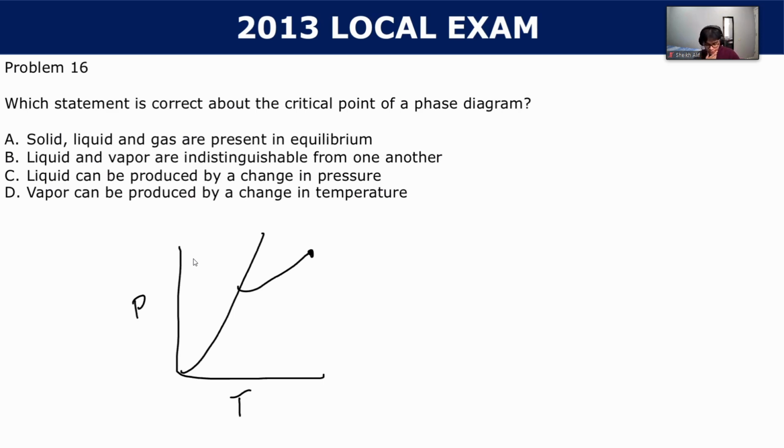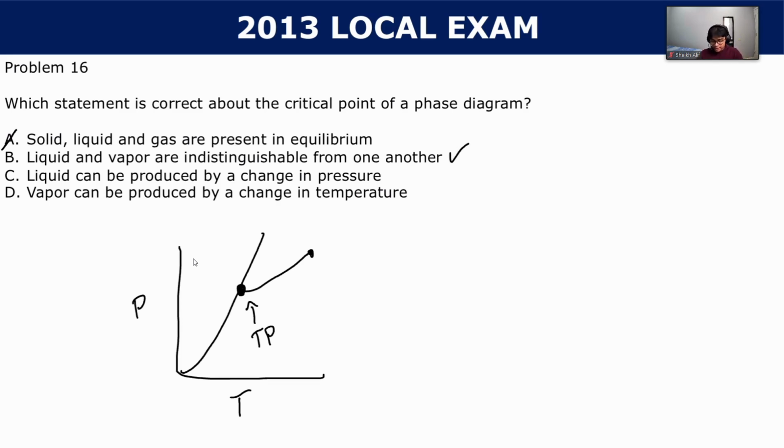So let's go through the answer choices. Solid, liquid, and gas are present in equilibrium. That's not true. The thing that they're referring to here is the triple point, which is found right here. That's called the triple point, and so it can't be A. B, liquid and vapor are indistinguishable from one another. That is true. At the critical point, they're at this weird phase where liquid and vapor can exist at the same time, but it's super high temperature and super high pressure. So yeah, B makes sense.